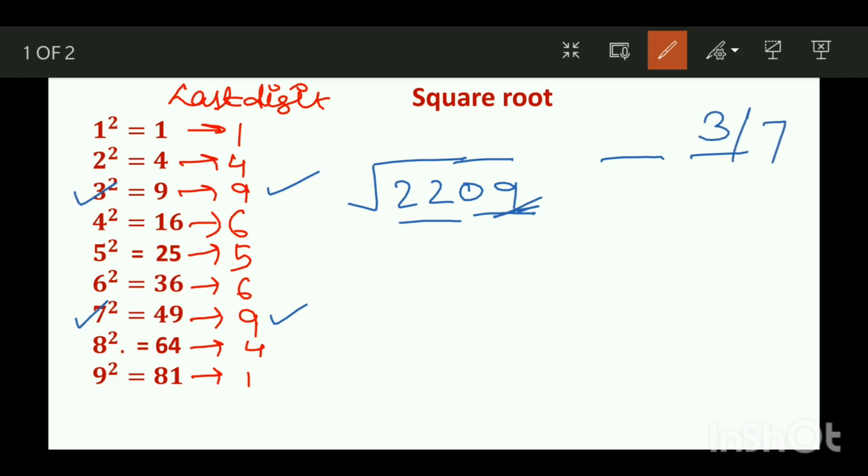Okay, now we will ignore this. We have to check this 22. Where will 22 fall? 22 will fall between 16 and 25.